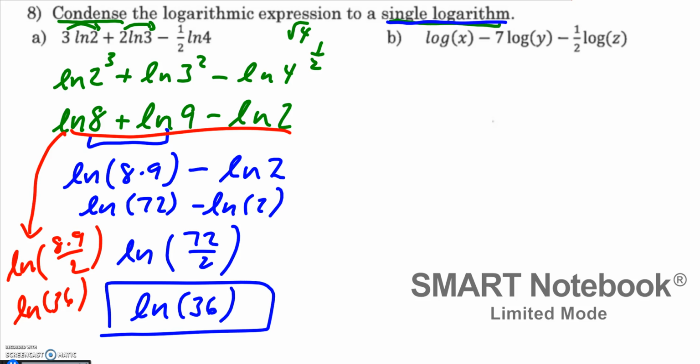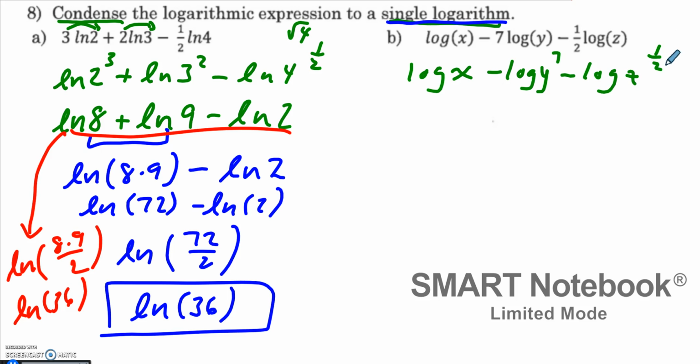Part B, we again want to get this to a single logarithm. So let's move all exponents up if applicable. This one has a 1, so I'm just going to leave that the same. I'm going to make this one log base y, or log base 10 technically, y to the 7th power, minus log of z to the 1/2 power.